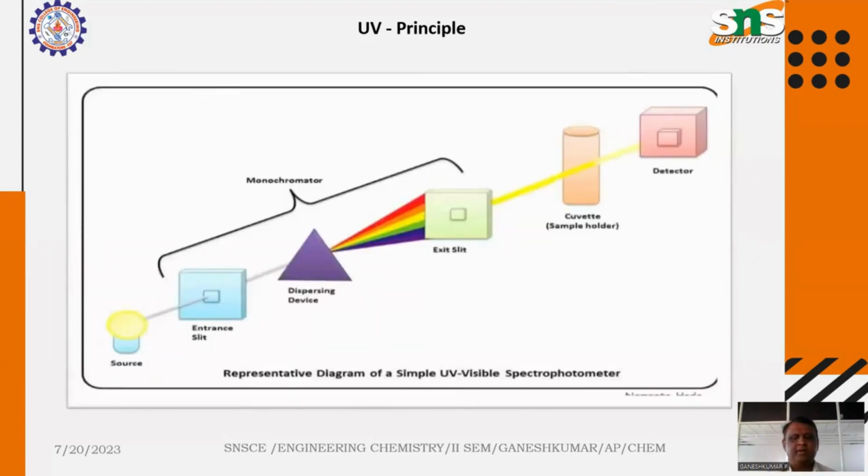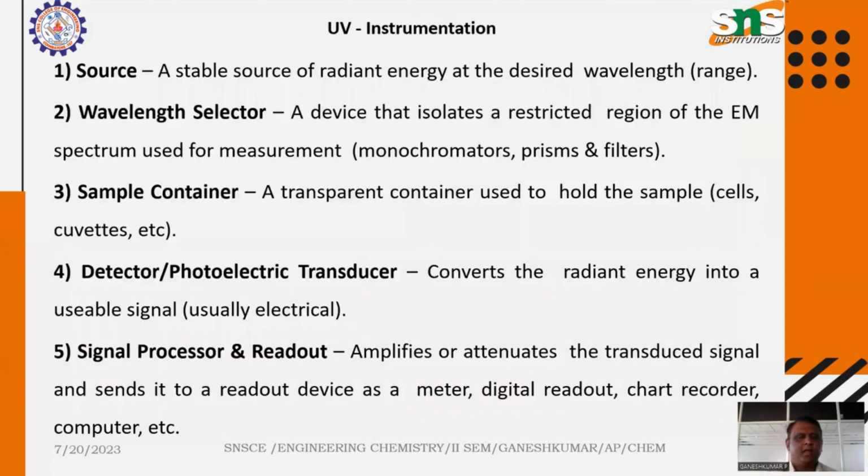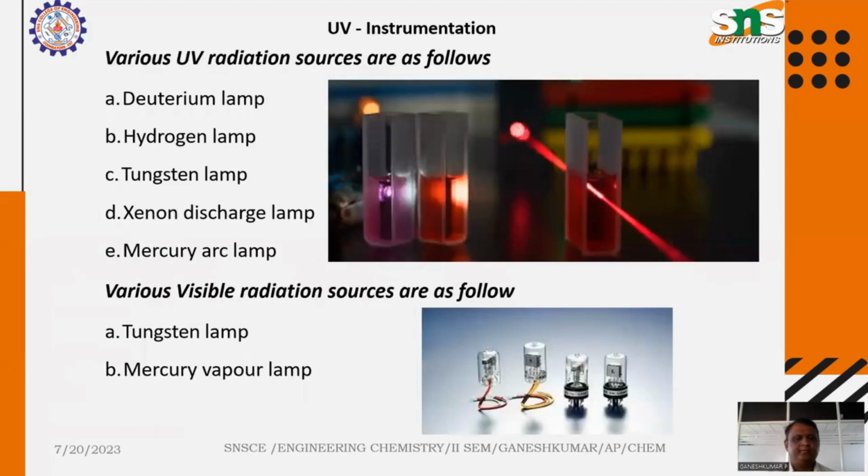So this is another example diagram for that. The source gives a desired wavelength, and a wavelength selector selects a wavelength to analyze depending upon our requirement. The sample container, we call it a cuvette, a transparent container, and the detector is a photoelectric transducer. It converts the radiation into electrical signals. From the electrical signals, it is taken to the amplifier, and the reading will be recorded.